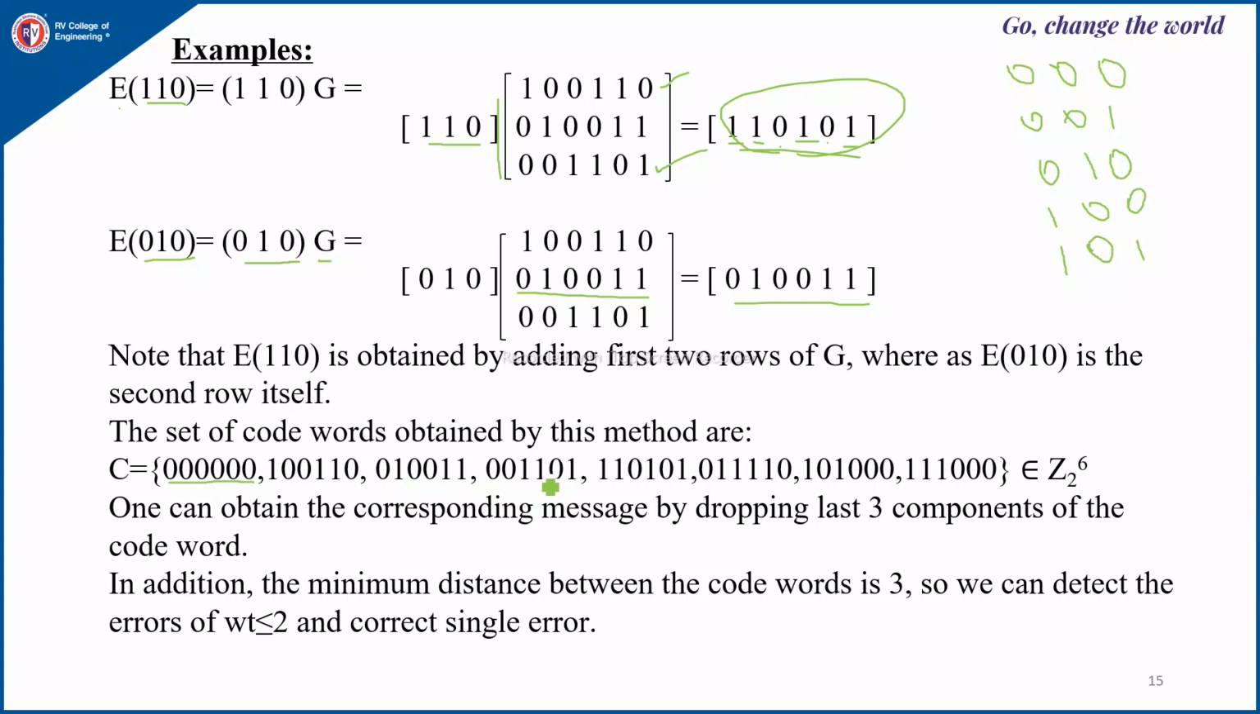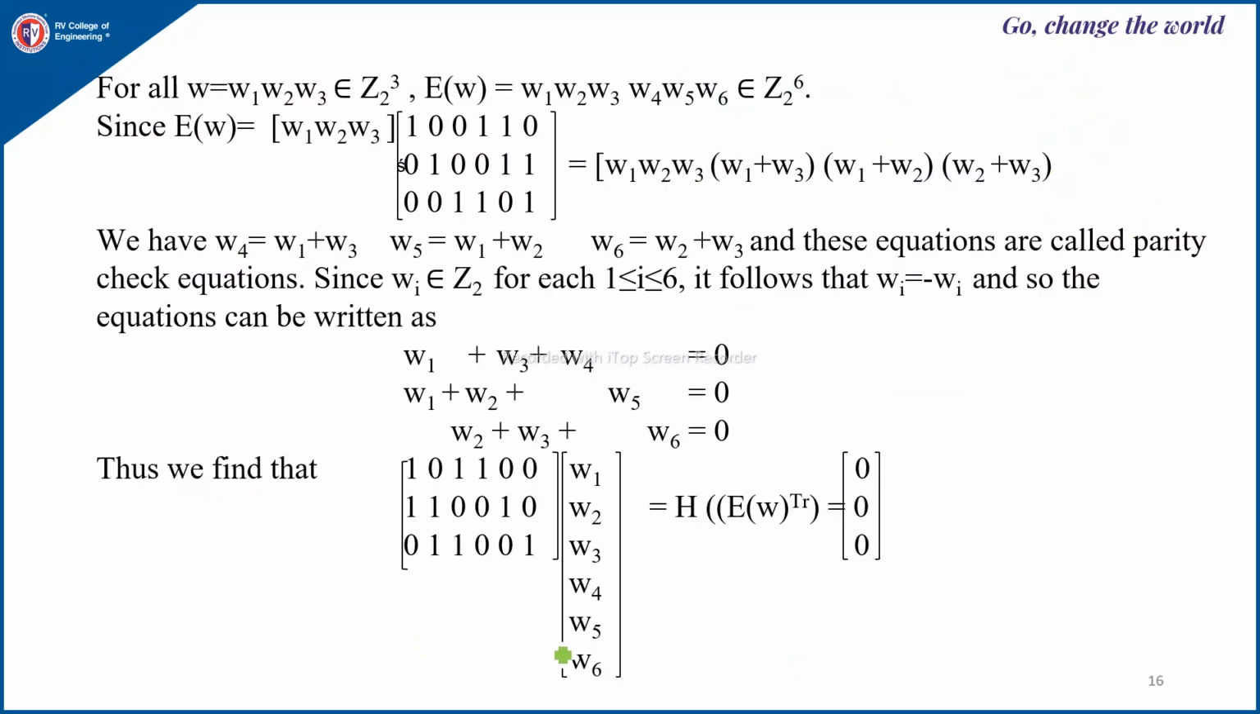So likewise, by dropping the last three bits, I can get the decrypted message. In addition, the minimum distance between the code words here is 3. We can write this 3 as 2 plus 1, so we can detect errors of weight less than or equal to 2, and this 3 can be written as 2k plus 1 where k is equal to 1, so we can correct a single bit error.